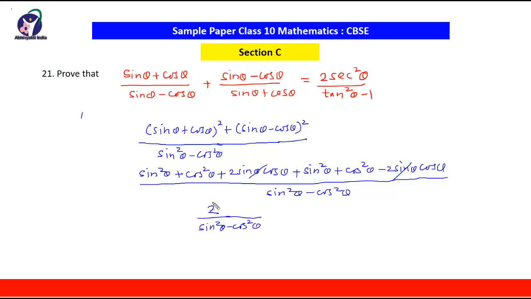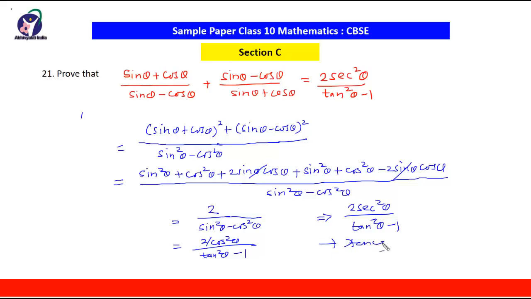Now I divide the numerator and denominator by cos square theta. So that will be equal to 2 upon cos square theta upon... sin square theta upon cos square theta, that will be tan square theta, minus cos square theta upon cos square theta, that is 1, and this 1 upon cos square theta is sec square theta, therefore 2 sec square theta upon tan square theta minus 1. Hence proved.